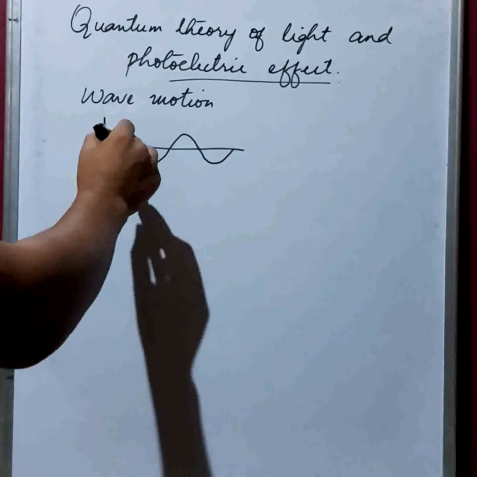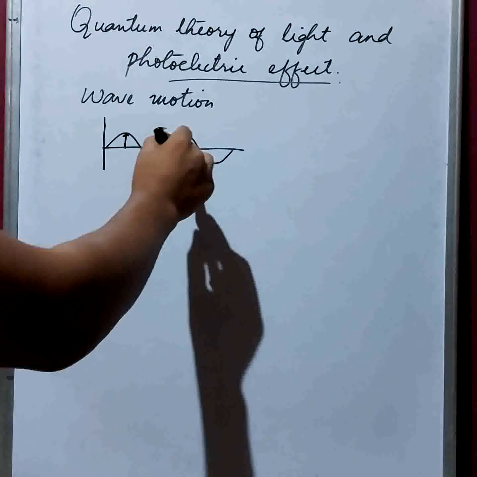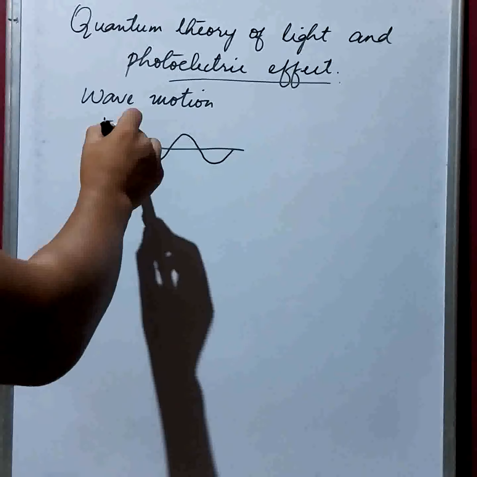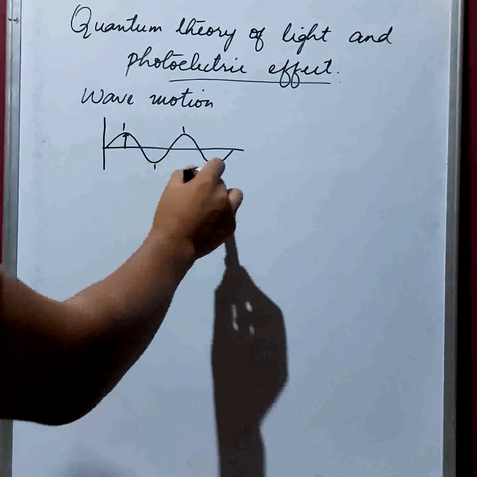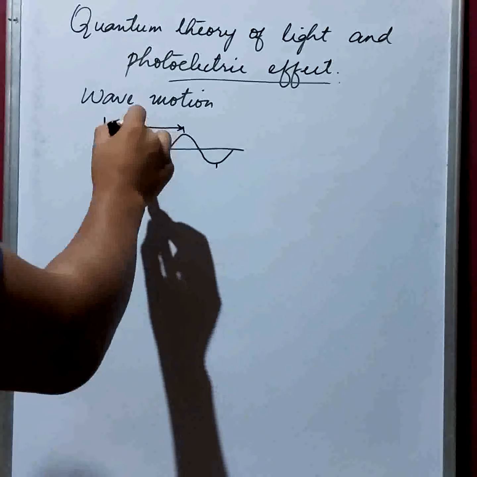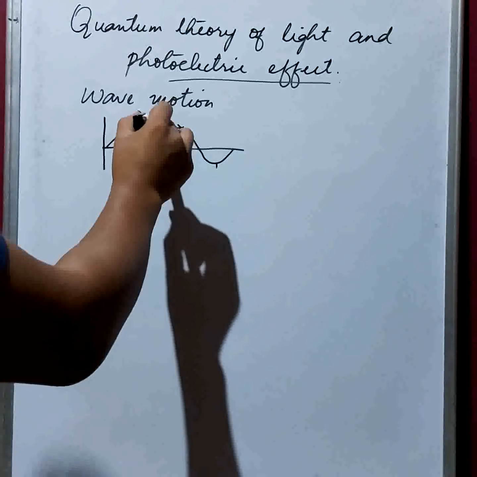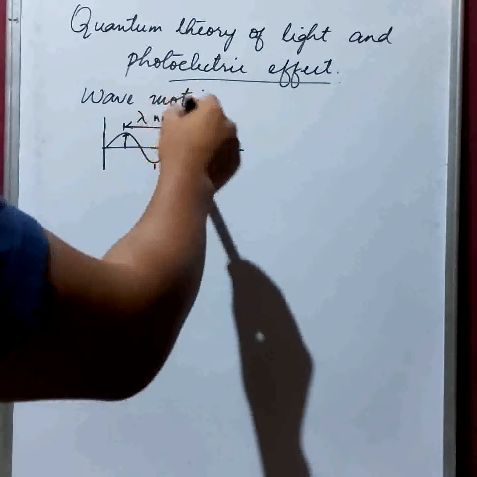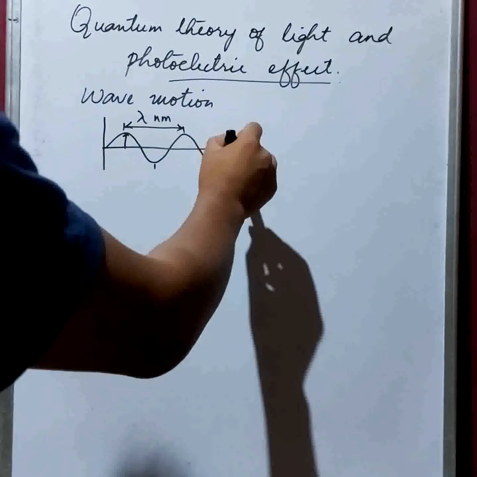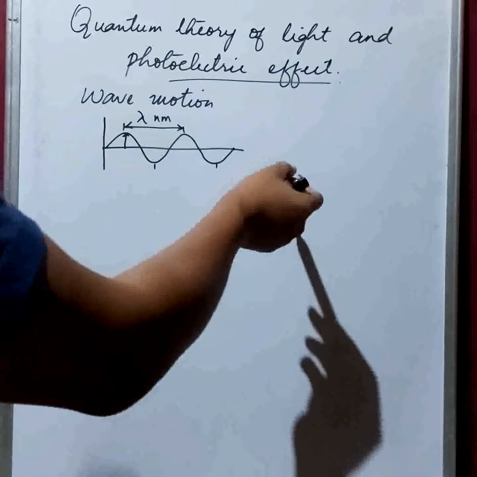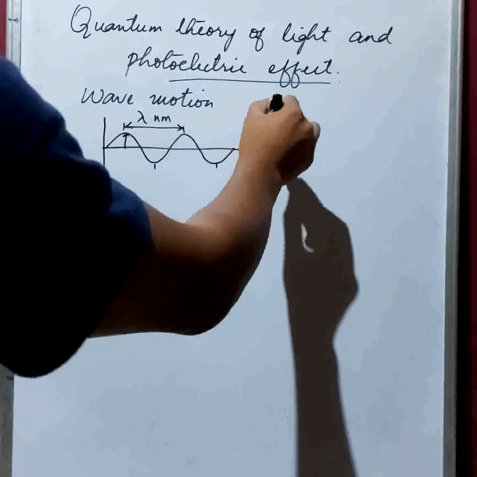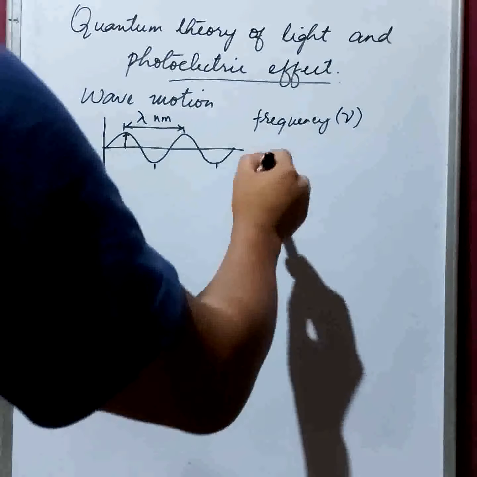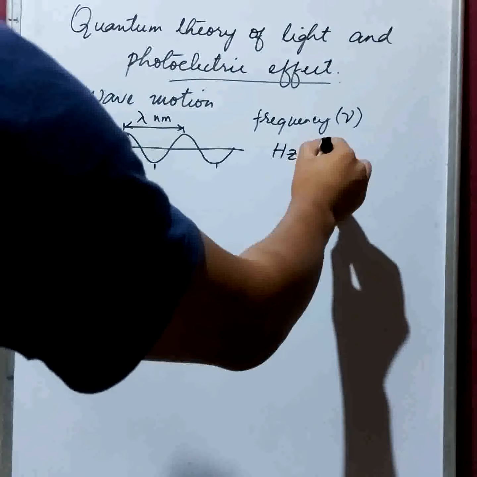The maximum displacement from the mean position to the top is called the amplitude of the wave, and the distance between two crests or two troughs is the wavelength. It's denoted by lambda, and the units we express in nanometers. The number of cycles, or number of wavelengths, that pass through a point at a given time is called the frequency of the wave, and it's denoted by nu, and the unit is hertz or per second.